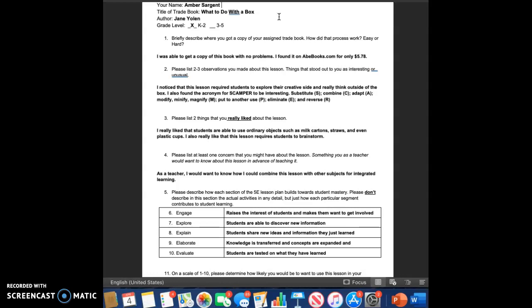I was able to get a copy of this book for $5.78 from a website called abooks.com. The thing that stood out to me the most was the acronym for Scamper, which I already went through. What grabbed my attention about this lesson was that students are able to be creative and think outside of the box and use just ordinary objects around them to design, create, and build.